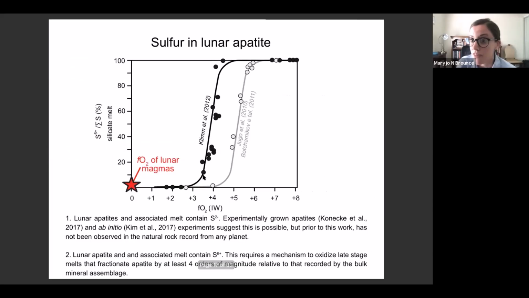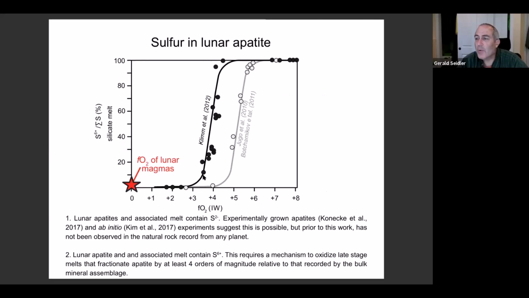I'm going to stop there for questions. That is the premise. So what we need to do is understand what is the oxidation state of sulfur in these apatites from the Apollo rocks. And if people had questions about my path or why we're doing this, I'm happy to answer them.